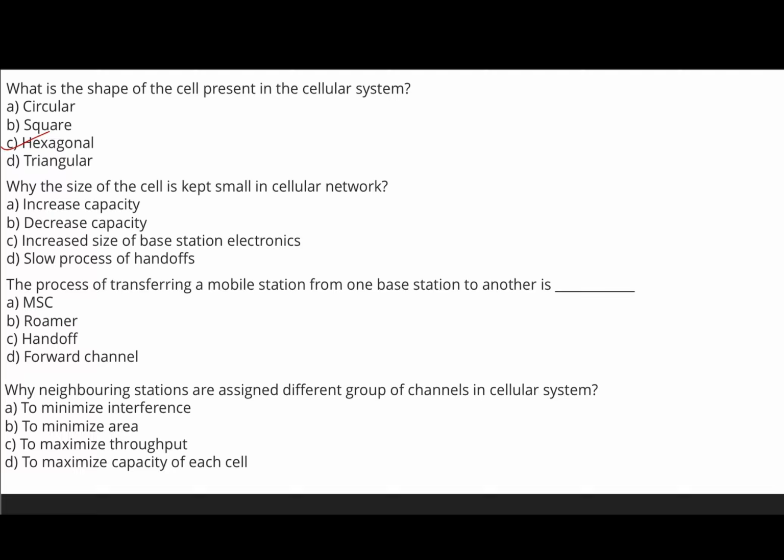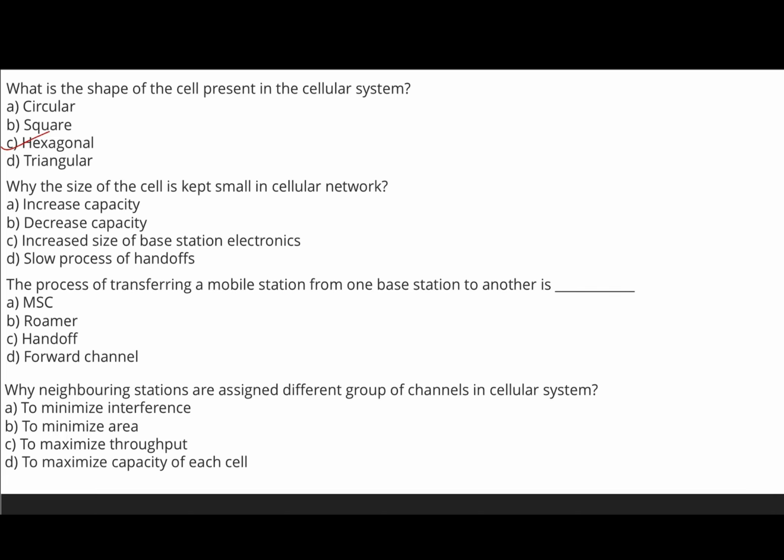Option C, increased size of base station electronics. Option D, slow process of handoffs. The cell size is kept small in cellular networks mainly to increase the system capacity. Smaller cells means more cells can fit in the same geographic area.